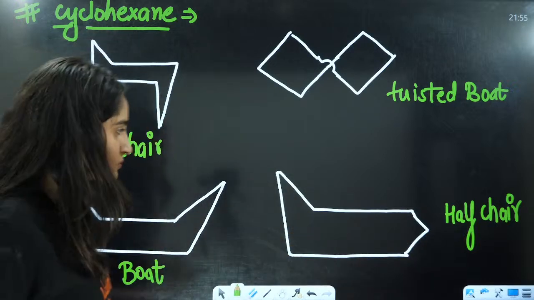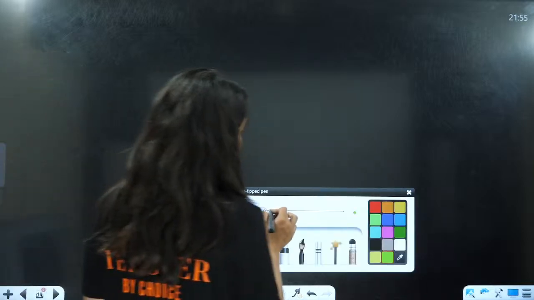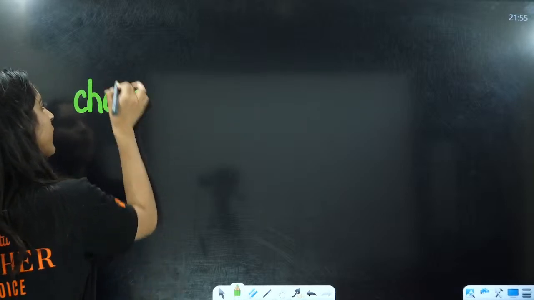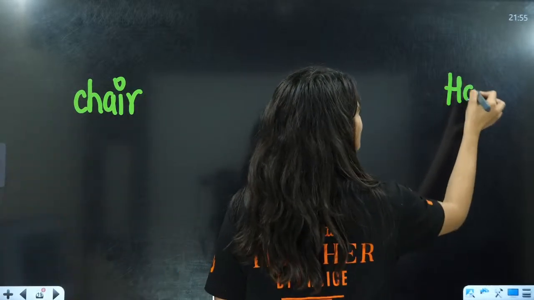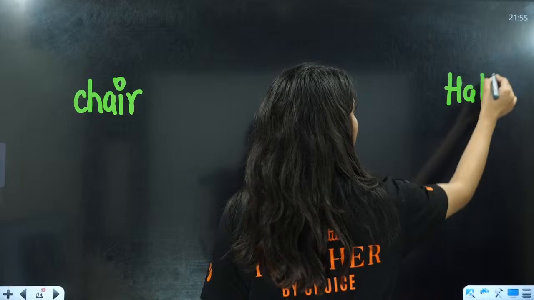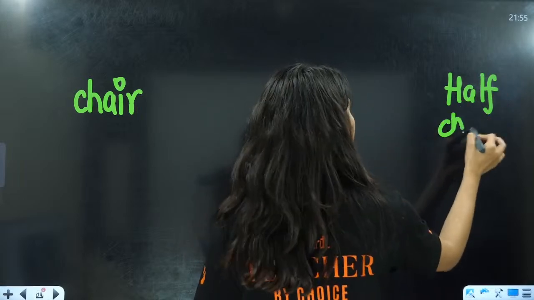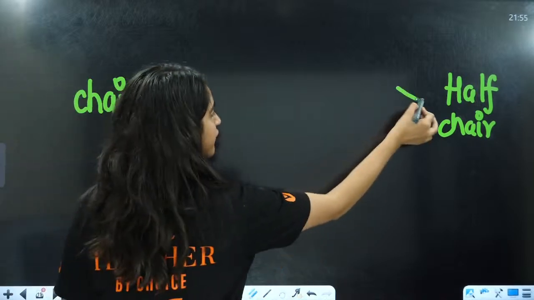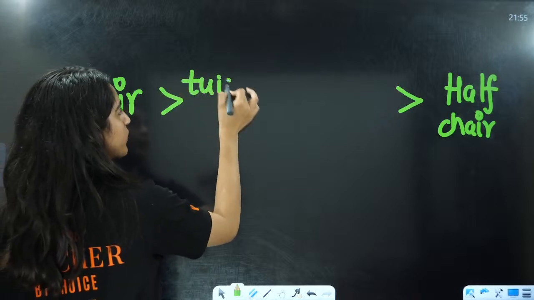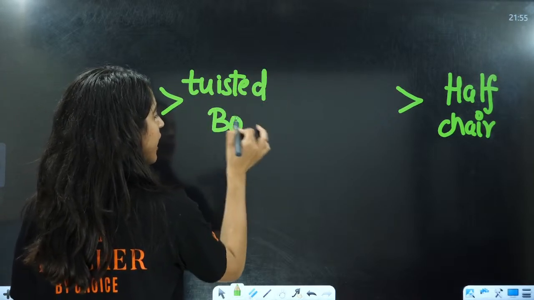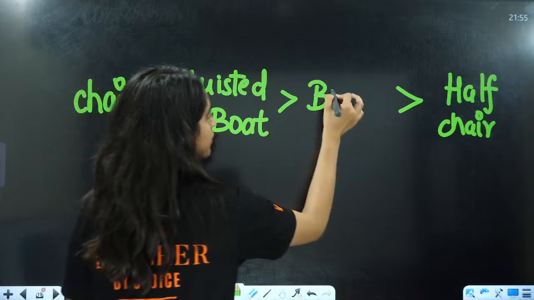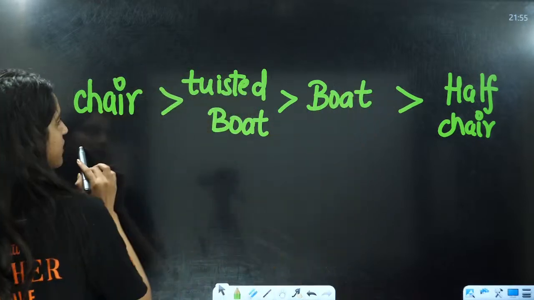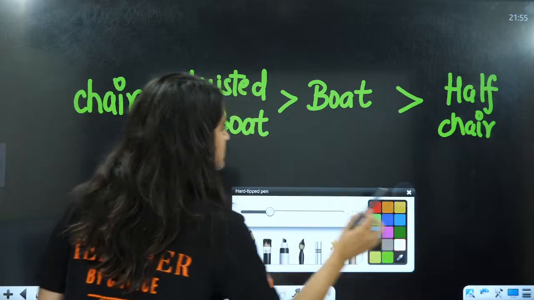Is everyone here? Now, what is the stability order of this? Firstly, you want to be seated on the chair. And half chair is the last. You don't want to sit on the half chair, the scrambled chair. Next we have the twisted boat, and this is the boat structure. So this is going to be your stability order.